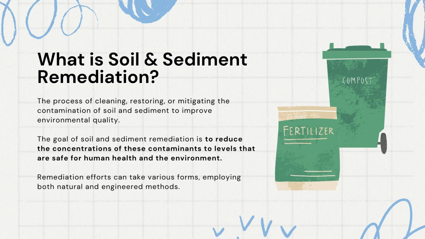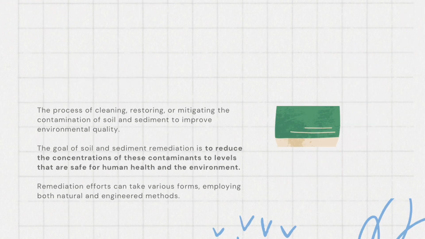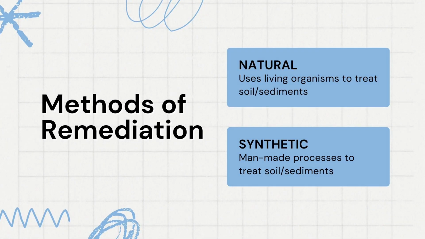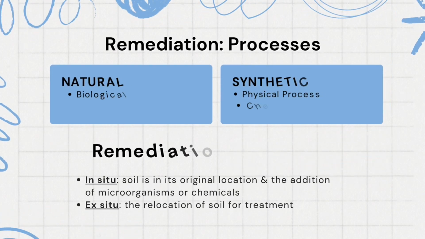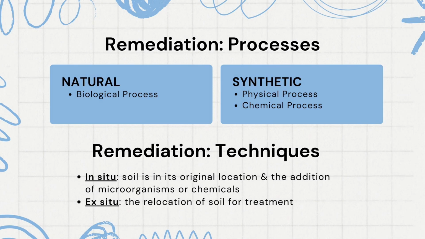Remediation efforts can take various forms, employing both natural and engineered methods. Remediation methods can be broadly categorized into natural and synthetic approaches. The natural method utilizes organisms found in nature to fuel soil remediation. The synthetic method artificially treats the soil through various chemical or physical reactions. Each method is further divided into biological, chemical, and physical processes. Biological processes are natural methods, while chemical and physical processes are synthetic methods.